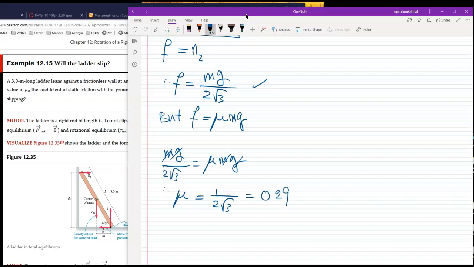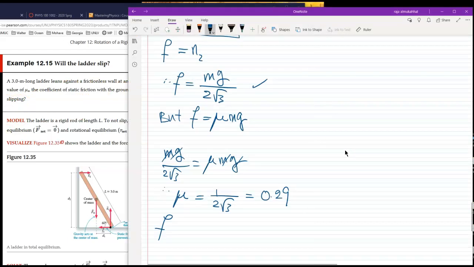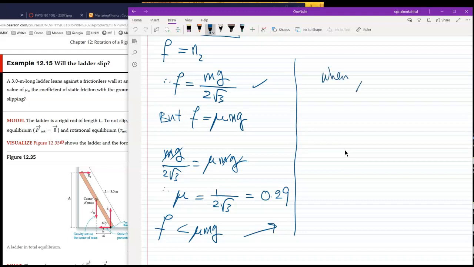Okay? So the minimum value. The question asks, what is the minimum value of mu to prevent the ladder from slipping? Well, the friction must be less than or equal to mu mg, right? So the minimum value in this case is when mu is equal to 0.29, okay? And then you can work it out for the friction force, whatever it is. You see what I'm saying? Okay.